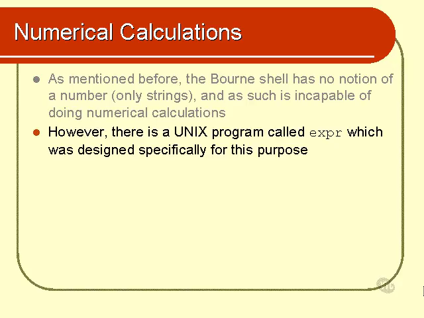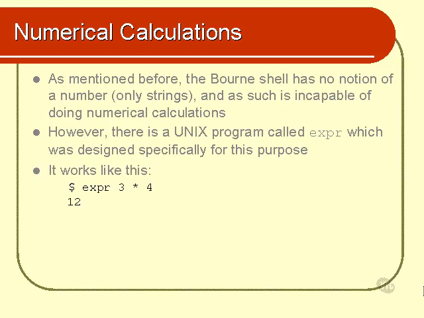There is actually another Unix program that we can use in conjunction with the Bourne shell called expr, which is designed to fill that gap, to provide the facility to do numerical calculations. And this is what it looks like. If you've got the dollar prompt up, your shell prompt, you can just type in expr and then your particular calculation that you're interested in. In this case, we would be multiplying 3 by 4, and expr would give the answer of 12.